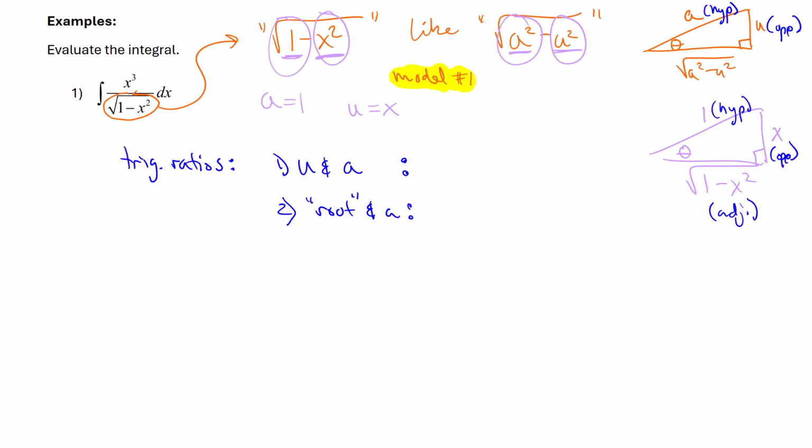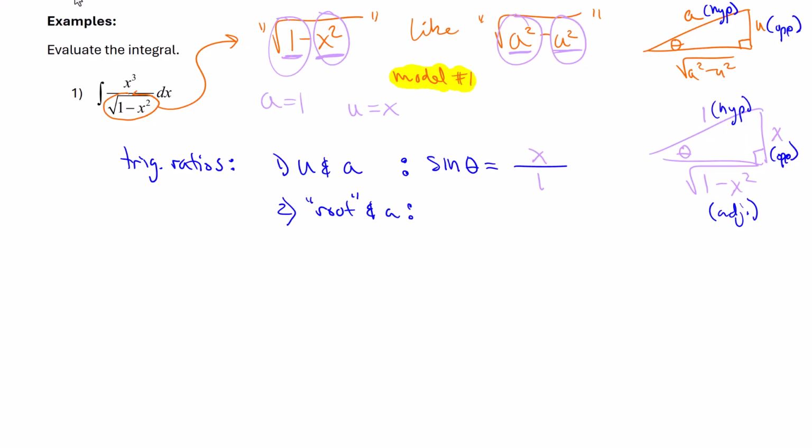And so what trig ratio can we make that uses U and A? Well, by U, we mean the opposite side in that original diagram. So that's just X. And then A, of course, is the hypotenuse. What trig ratio uses opposite and hypotenuse? That's the question. There's only one. It's sine. So we can say sine theta equals opposite, using our new values, which is X, over hypotenuse, which is now 1 for us, as labeled.